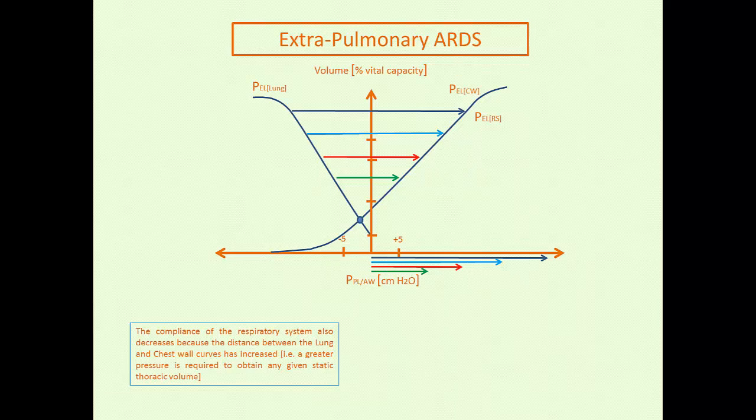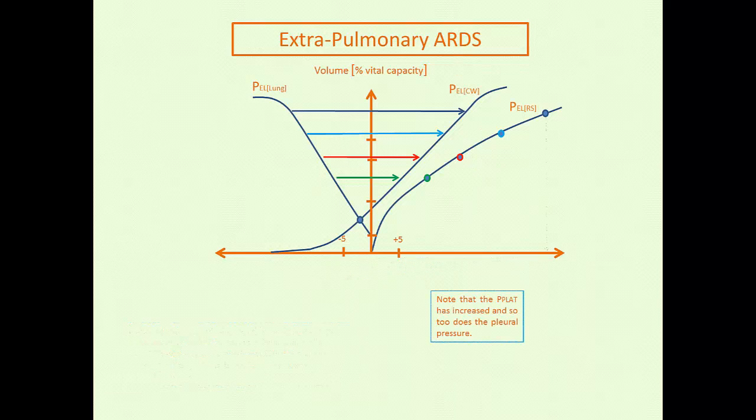So again, if you plot these out, you'll see that the respiratory system compliance, just like pulmonary ARDS, is also reduced. The airway pressure to volume curve is shifted down and to the right. But it's not because of the decrease in pulmonary compliance, it's the decrease in chest wall compliance. This is extrapulmonary ARDS. And you can see that while the plateau pressure is going to be high, your intrathoracic or pleural pressure is going to be much higher.